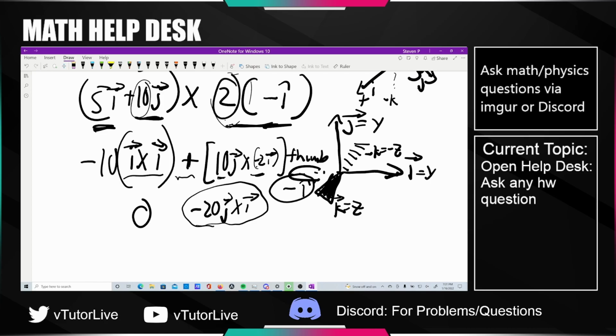So start off, point your fingers in the direction of the first thing, which is j. Curl them in the direction of i. Now the question is, is your thumb coming into the page or out of the page? So this is out and this is in. I'm going to get real frustrated at this. Negative k? I don't know. My brain is frying itself. Don't trust your brain right now, trust your hand. I have no idea which way to point it.